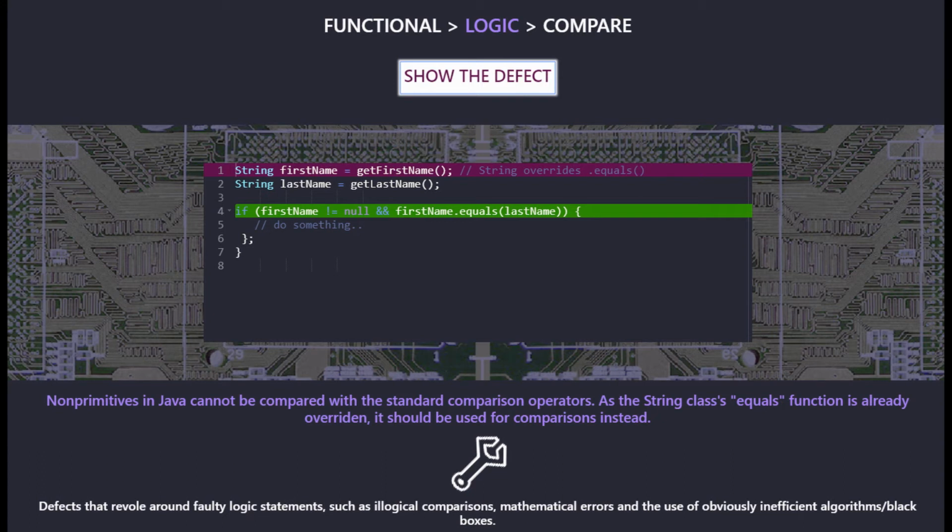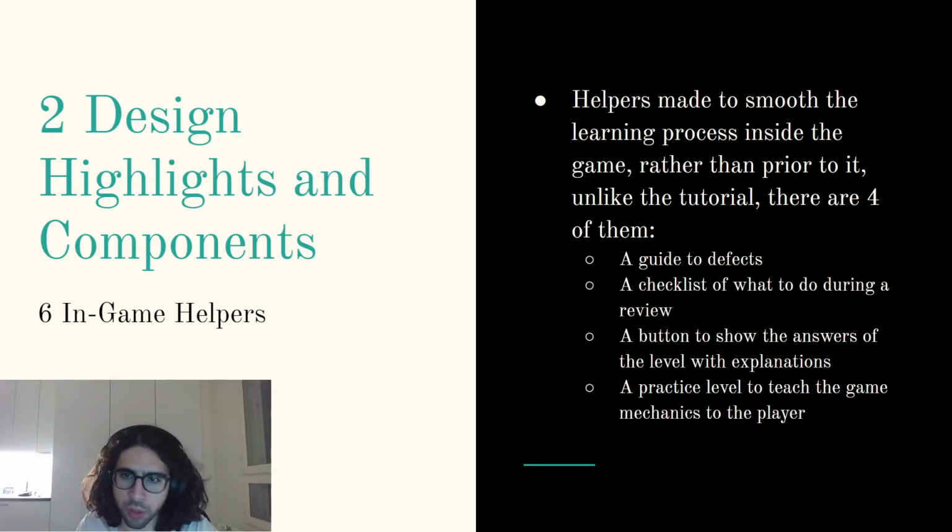They can see the defect, they can go back to the solution, and the explanations are given both as visual styles and color coordination. We talked about the in-game helpers before, the hints and the guides that we use to allow the player to track their progress in the game. So how do they work? These helpers are made to smooth the learning process inside the game rather than prior to it, because the player is allowed to see these guides during a game level instead of going back to the tutorial and trying to find the thing from scratch. What we have is a guide to defects, a checklist of what to do during a review, a button to show the answers of the level with explanations for each defect in the level, and a practice level to teach the player the mechanics of the game.